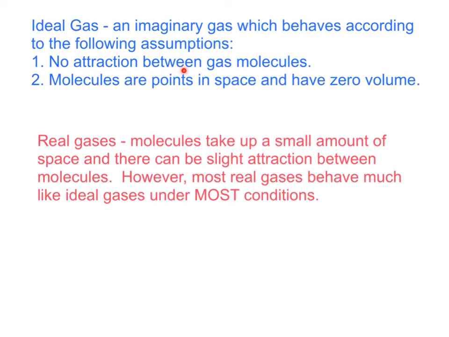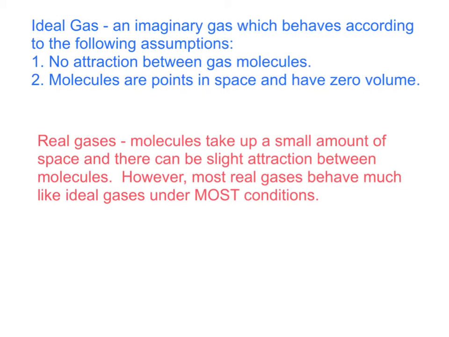One, in an ideal gas, there's zero attraction between the particles. They have no desire to stick to one another or repel away from one another. They are kind of neutral towards any other particle, like bouncy balls hitting off each other. Number two is that molecules are points in space and have zero volume. So the volume of an ideal gas is determined by the collisions and the spacing between the particles, not by any volume that the particles occupy themselves.